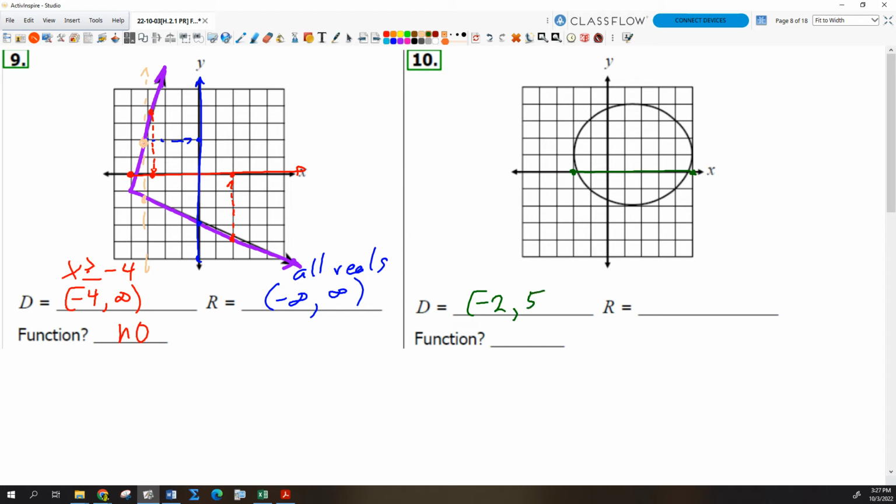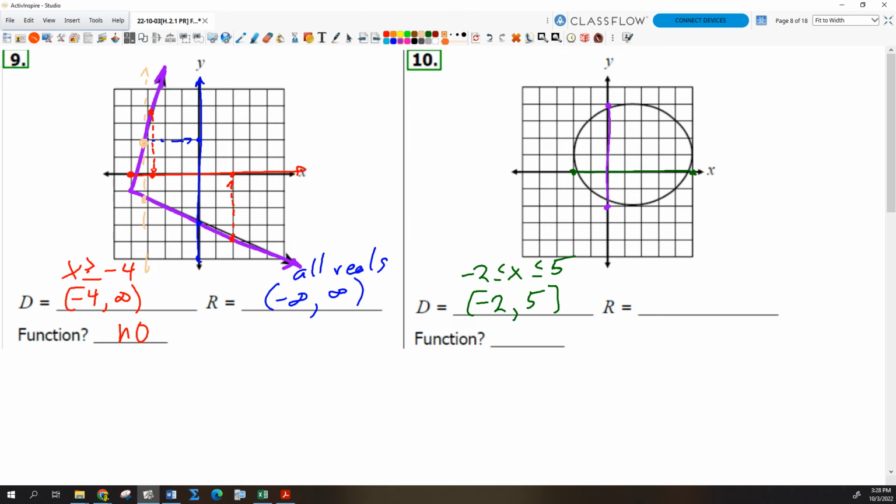-2 to +5, written as an inequality. X is what? Greater than or equal to -2 and less than or equal to +5. Good. Okay, so what about the range? If I project the range onto the y-axis, where is the bottom of that interval? -2, and the top? +4. And I am including those values, aren't I? Right?